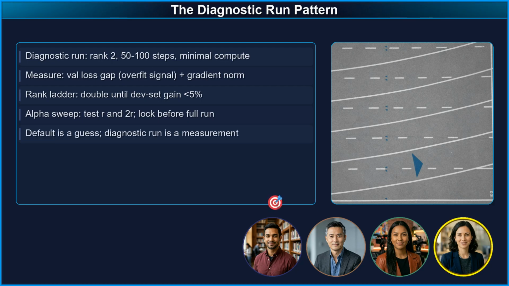If you forget everything else in this episode, remember, the default configuration is a guess for a different task on a different model. The diagnostic run is a measurement on your actual problem. A 3-hour diagnostic sweep before a 300-step full run is one of the cheapest engineering decisions available to you.